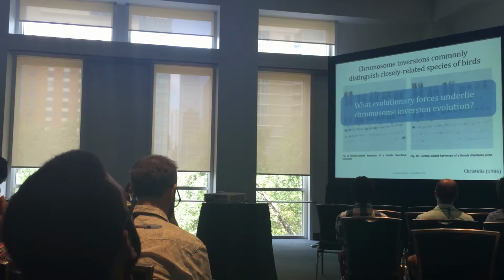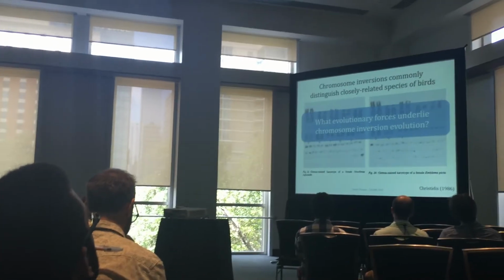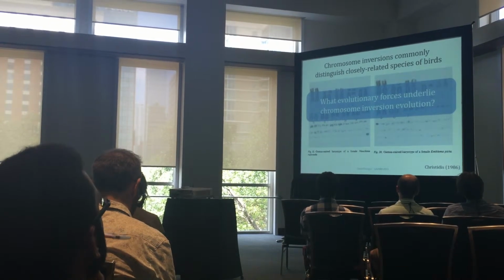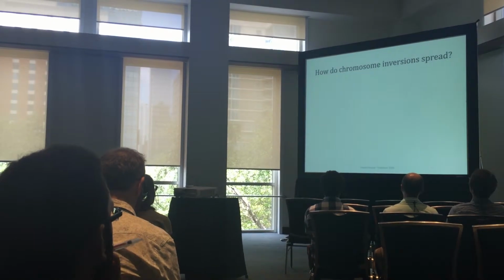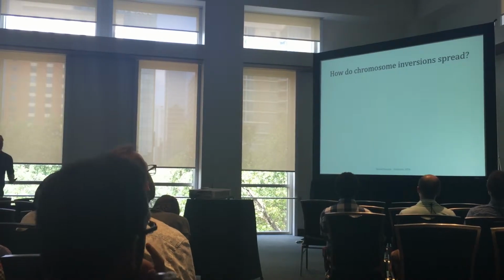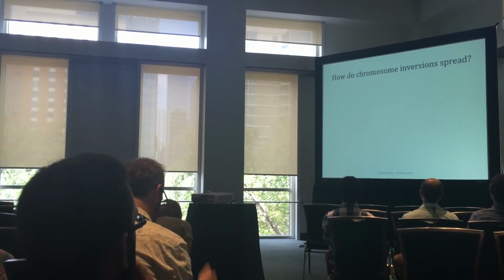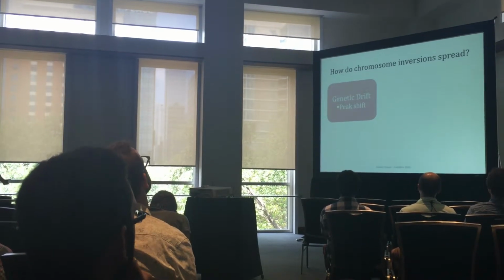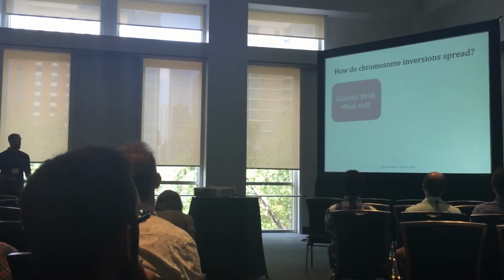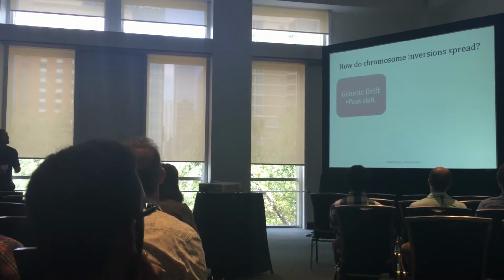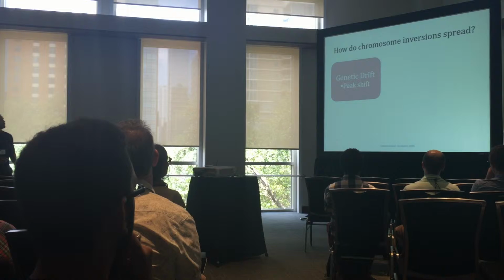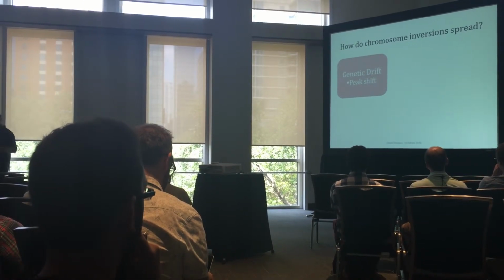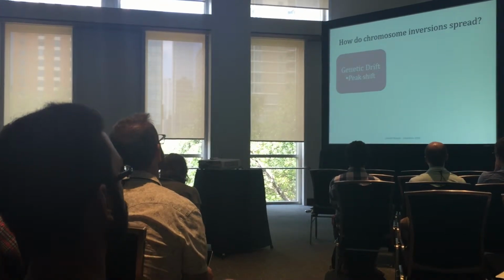The guiding question motivating this study is: what evolutionary forces underlie chromosome inversion evolution? Why do some groups evolve more inversions than others? And how do chromosome inversions spread? Traditional models of inversion fixation by genetic drift rely on heavily structured populations, with inversions being underdominant and selected against until drift acting within small demes brings them above 50% frequency, after which selection favors their spread to fixation.